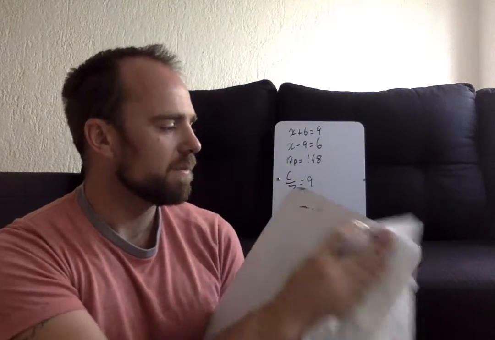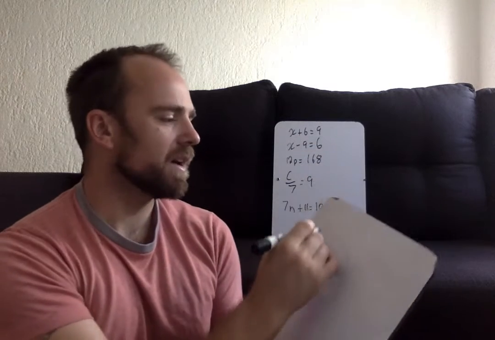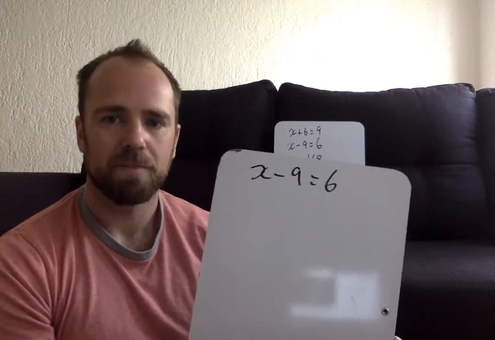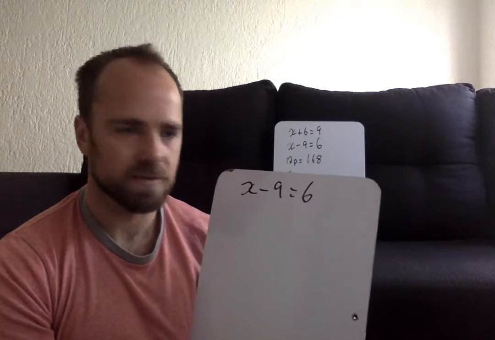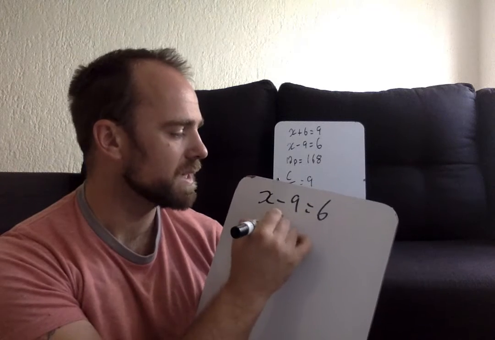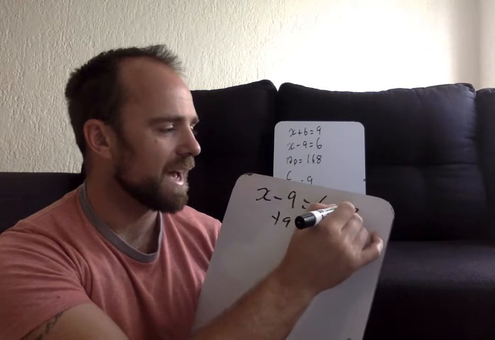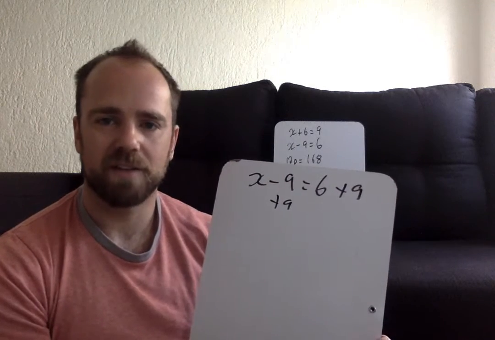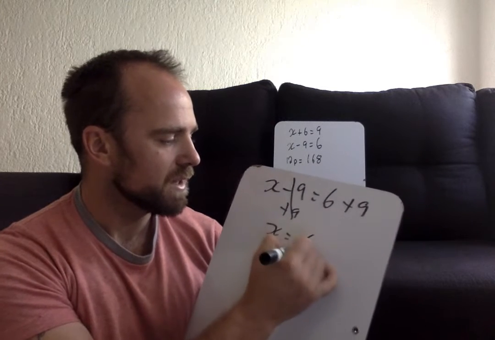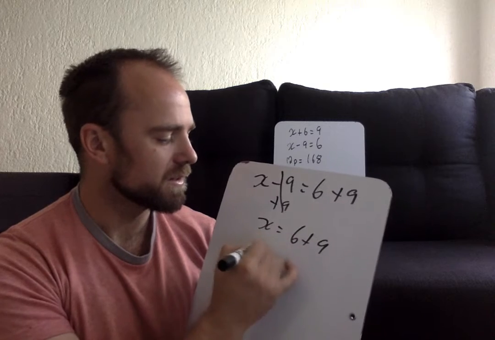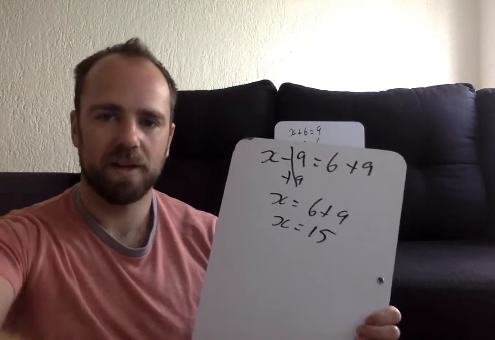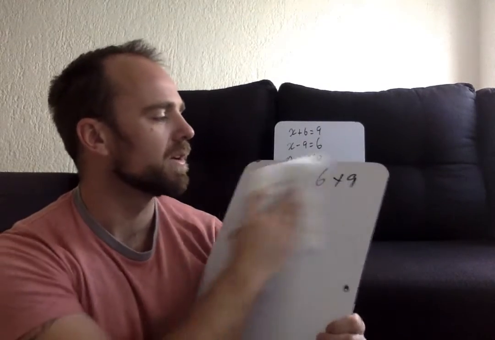If I move on to the second one, here I have x minus 9 equals 6. I have to do opposite operation. What's the opposite of minus 9? Well, plus 9. So that means I have to add 9 to the other side of the equal sign as well. So these cancel each other out. I have x equals 6 plus 9. So x equals 15. Hopefully there's no concerns with that one.